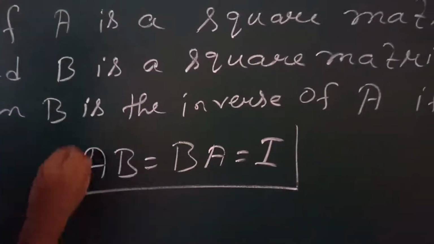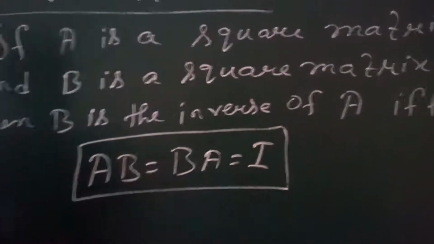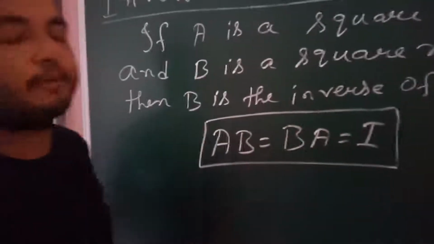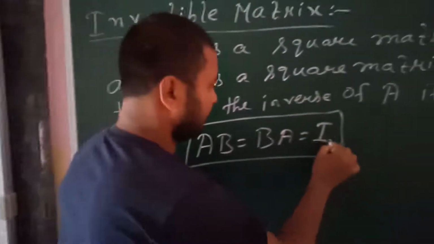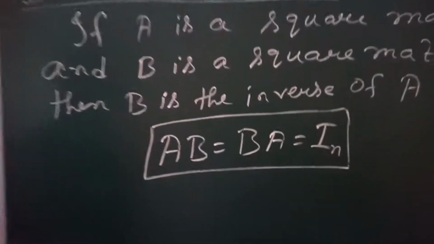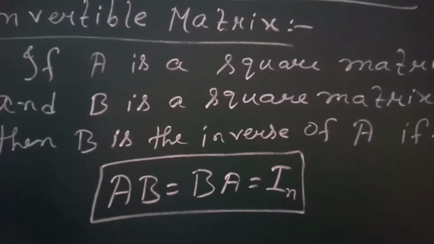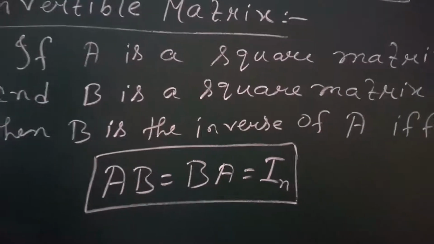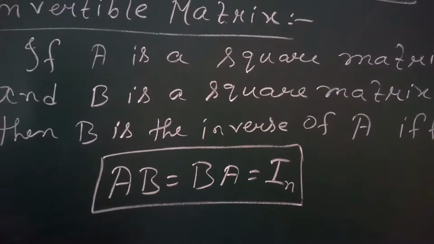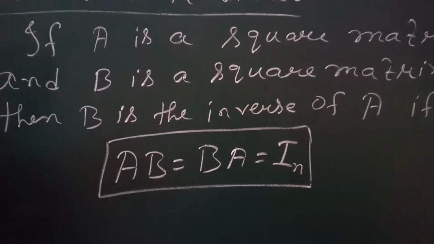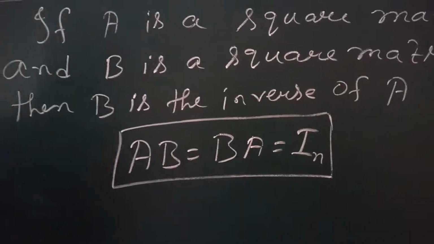If AB equals BA equals I, that means identity matrix. This identity matrix also will be of the same order n, you can write In. Then we say A is the inverse of B, or B is the inverse of A. A is the inverse of B means B is the inverse of A. So we will discuss this with some examples.